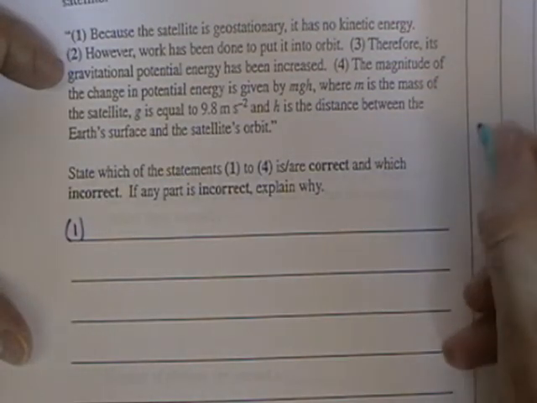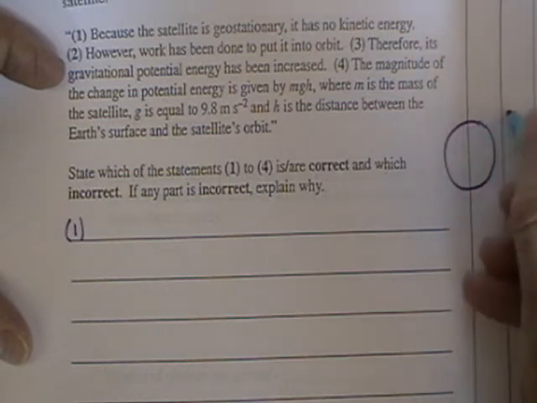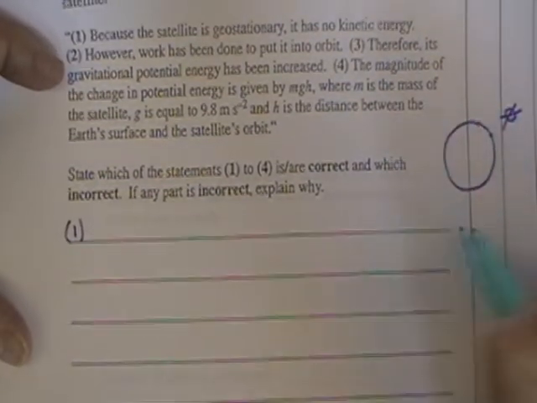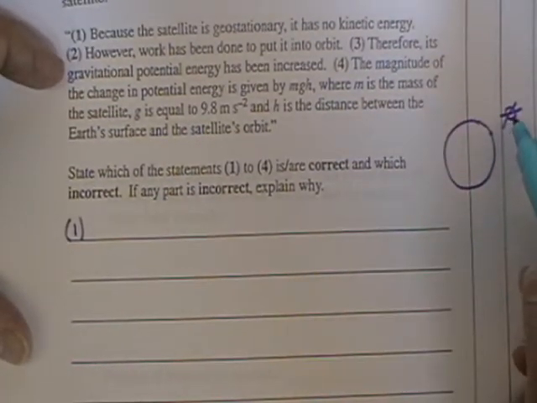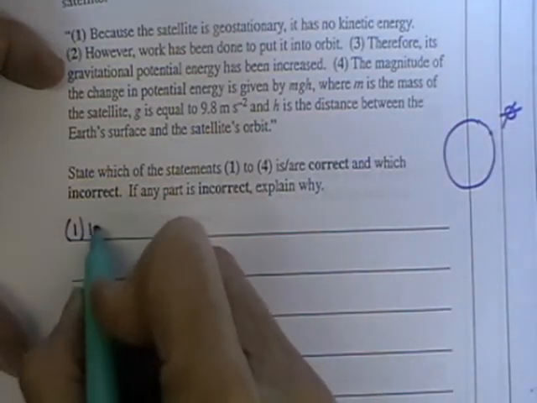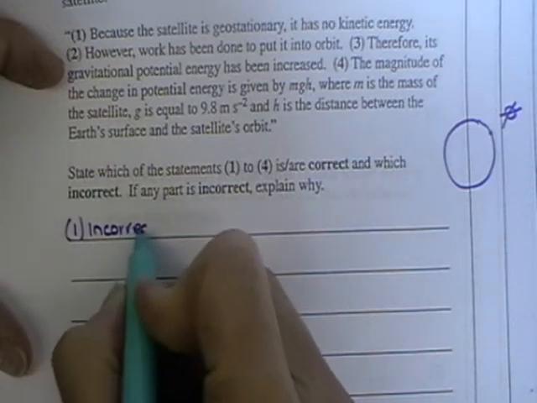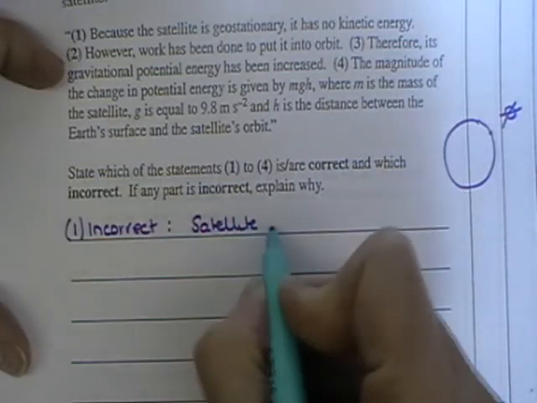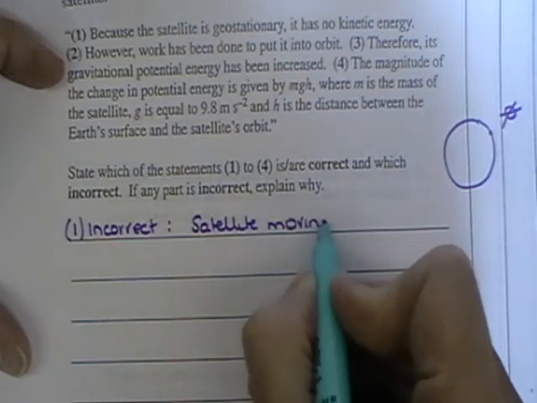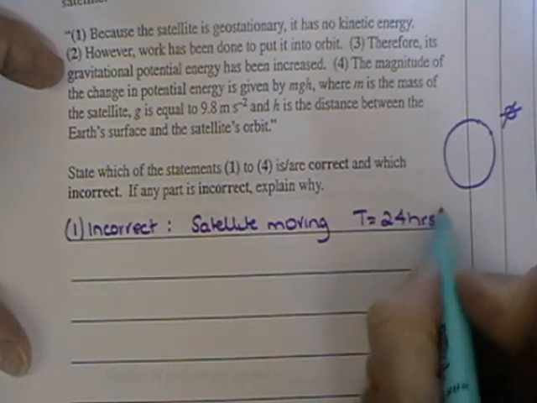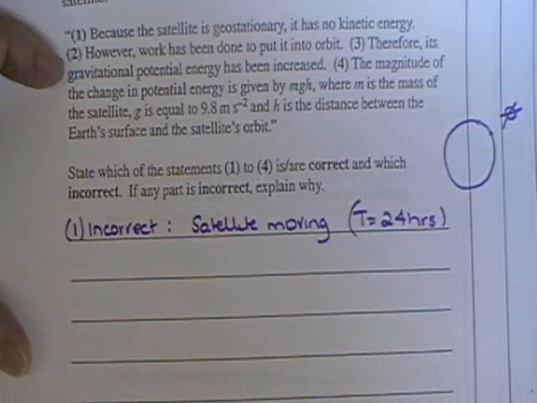Now, a geostationary satellite is one which rotates with the Earth above the same position above the Earth's surface. In other words, it takes 24 hours for a complete orbit. So therefore, it's definitely moving, and it therefore definitely has kinetic energy. So that's incorrect, because the satellite is moving. And you could write there that the time period is 24 hours, which is the same as the time it takes for the Earth to rotate on its axis.